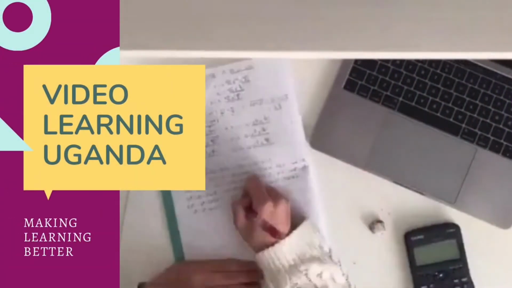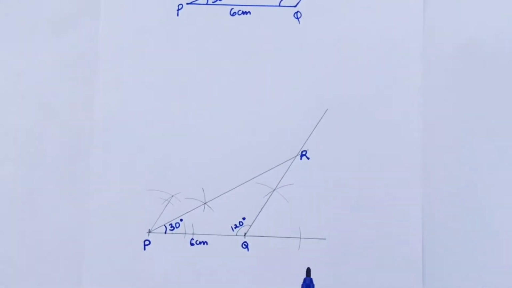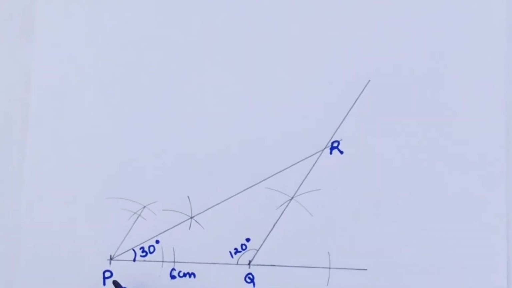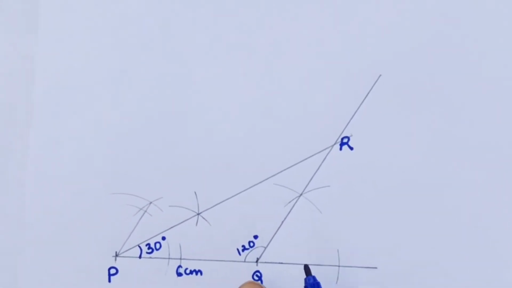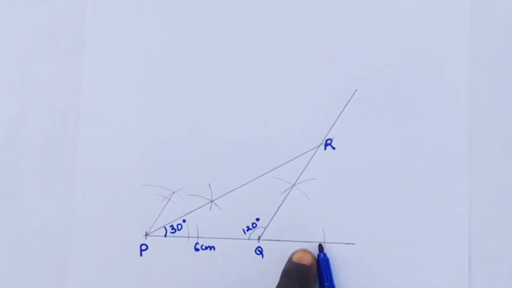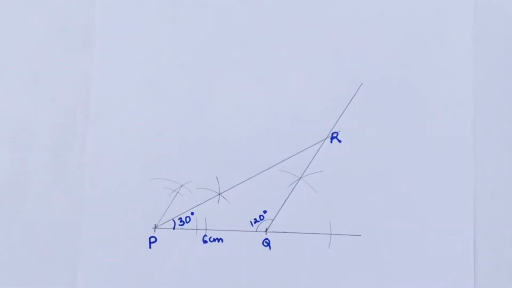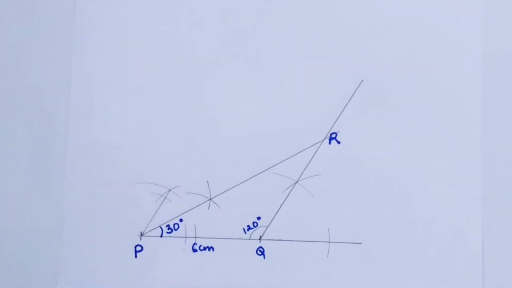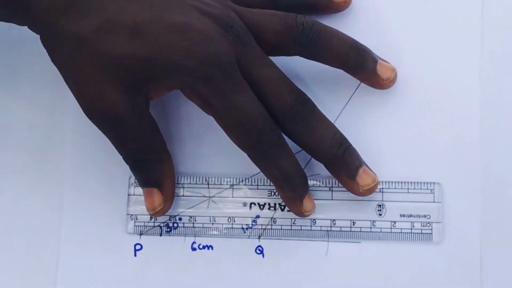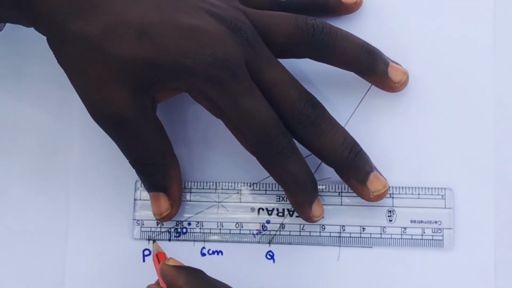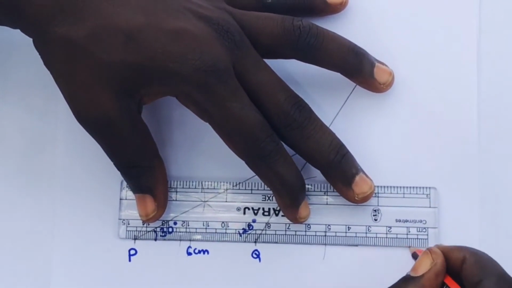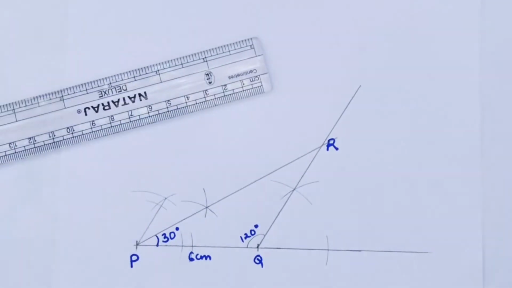So now we want to drop a perpendicular from R onto PQ, but now PQ is short. So this perpendicular is very clear to run around here. So it has to be produced, meaning you have to prolong the line PQ, to enable us get the point where the perpendicular will land. So prolong it a bit. So we're going up to here, somehow like that.